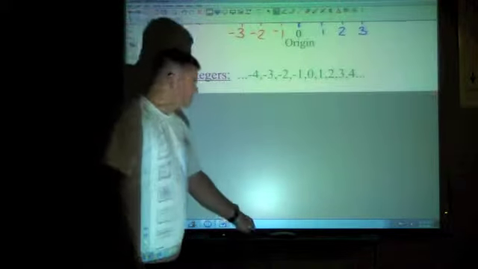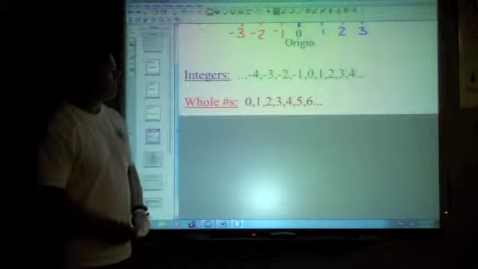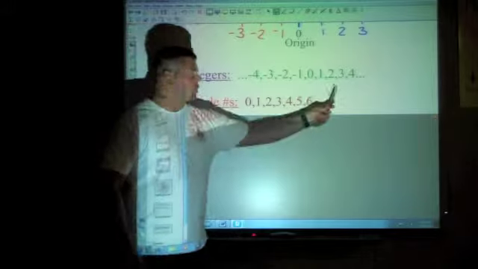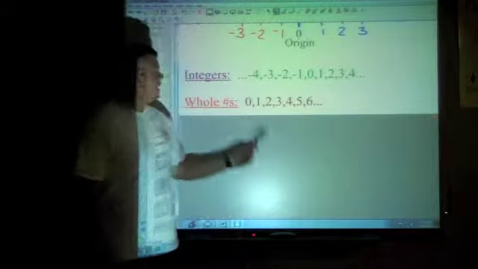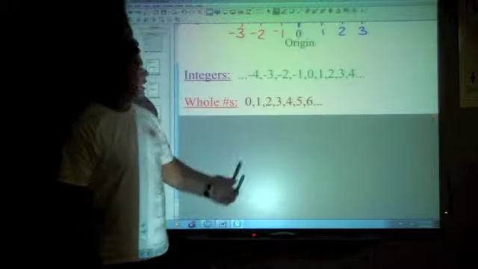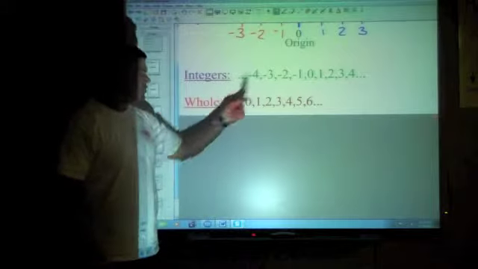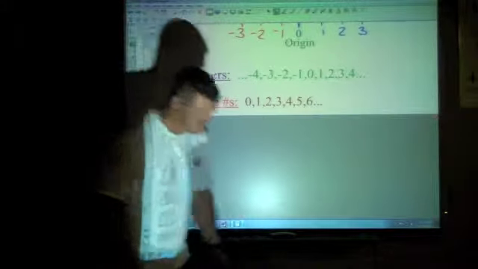But inside integers is another, more exclusive club, known as whole numbers. 0, 1, 2, 3, 4, 5, 6, and going on forever. The ... means forever. Notice it does not let any of the negatives in its club. It lets 0 in, it lets 1, 2, 3, 4, 5, 6, no decimals, no fractions, just 0 and then all the positives.